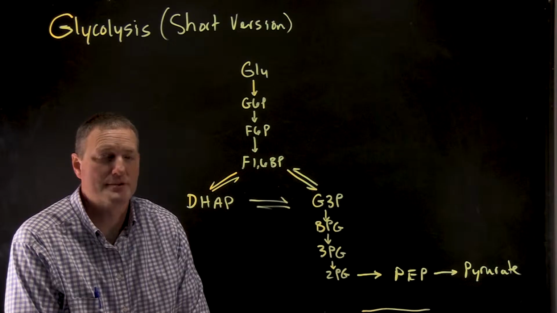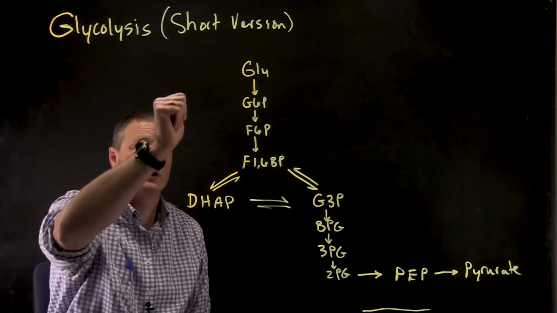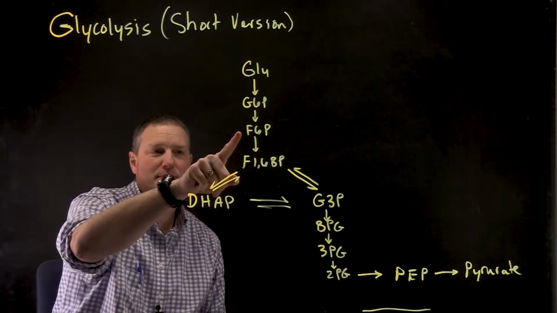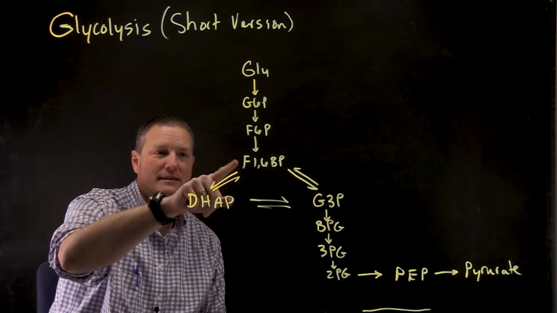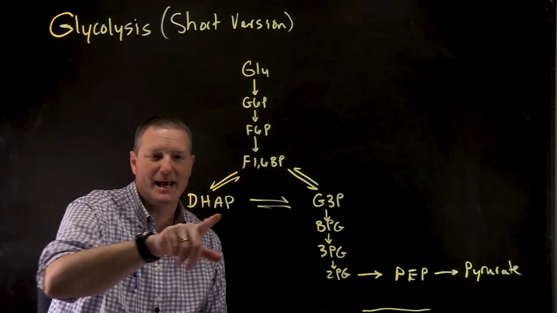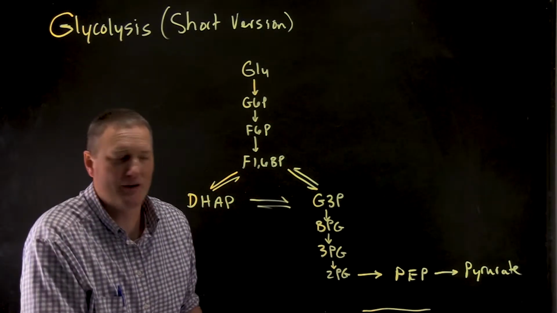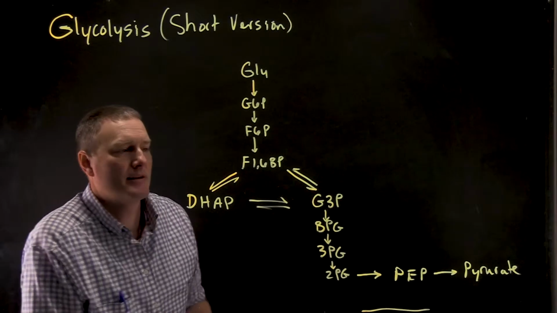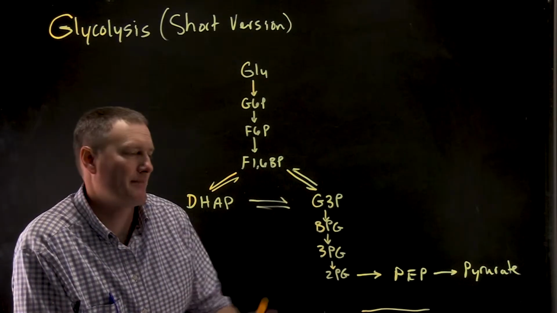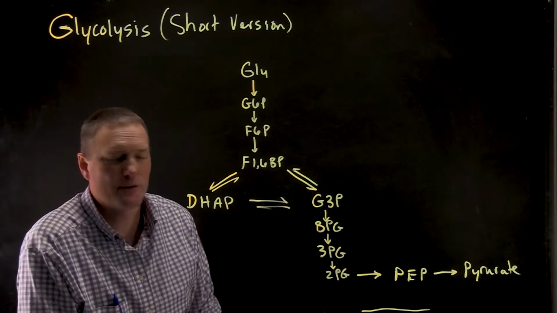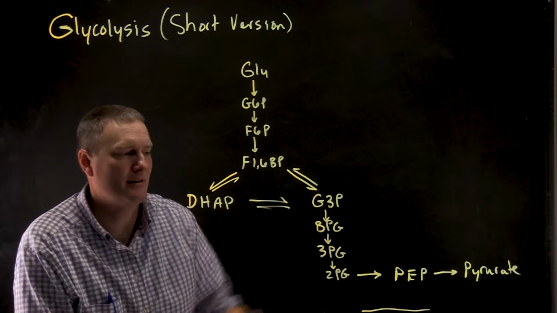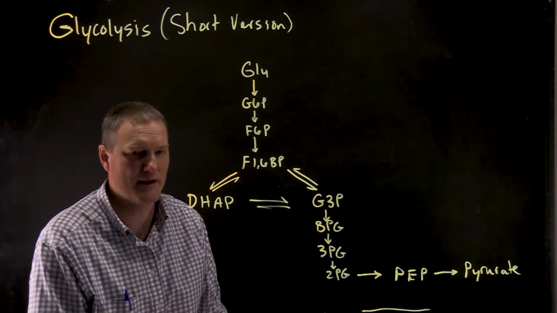much shorter names. So GLU would be glucose, G6P is glucose 6-phosphate, F6P is fructose 6-phosphate, F16BP, fructose 1,6-bisphosphate, DHAP stands for dihydroxyacetone phosphate, G3P, glyceraldehyde 3-phosphate, BPG or bisphosphoglycerate, 3PG is 3-phosphoglycerate, 2PG is 2-phosphoglycerate, PEP, phosphoenol pyruvate, and then finally pyruvate.